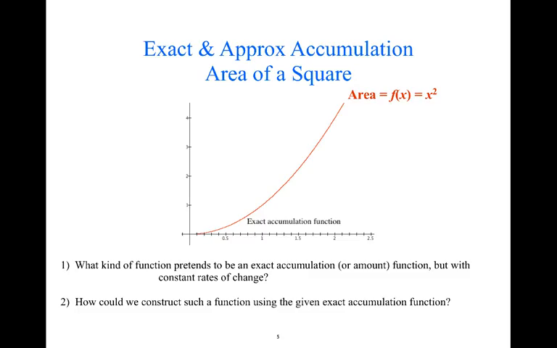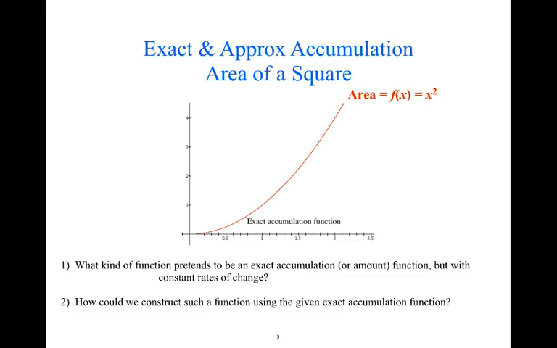So in the process now, we want to come up with approximate accumulation in the hopes of moving towards rate of change. So what kind of function pretends to be an exact accumulation or amount function, but has constant rates of change? Let's do the same approach as before, but going backwards. We need a function that pretends to be like this one, but with constant rates of change. Sketch in your notes what you imagine. This one, the rate is continually changing, right?